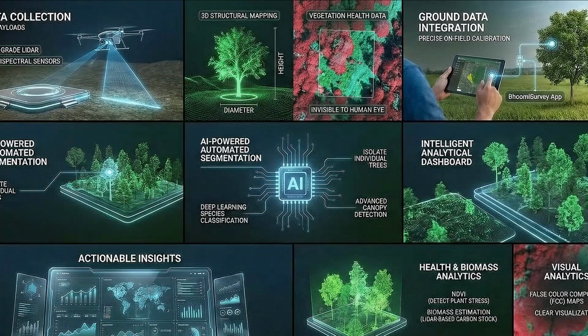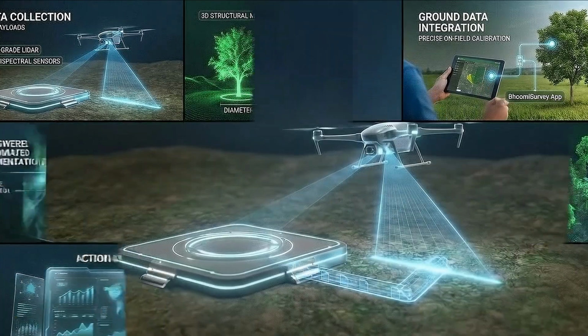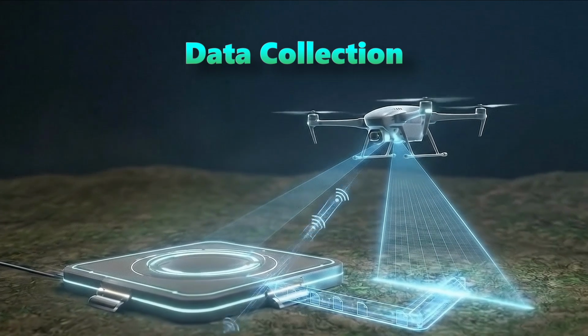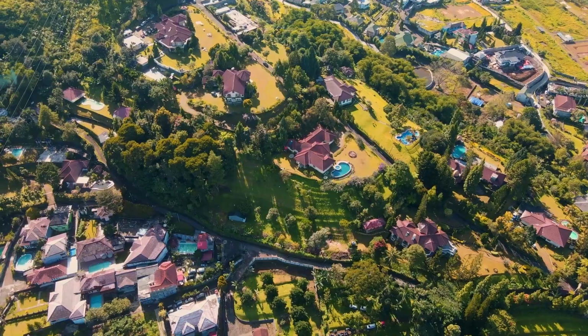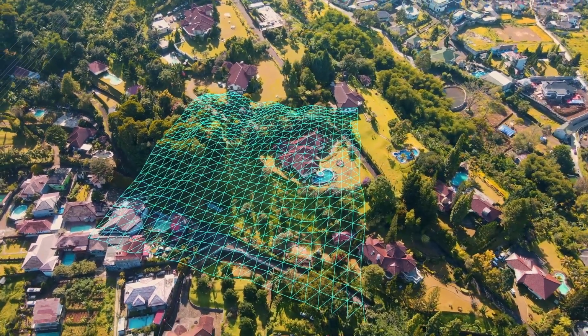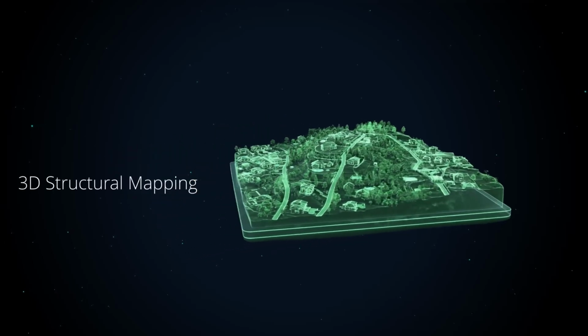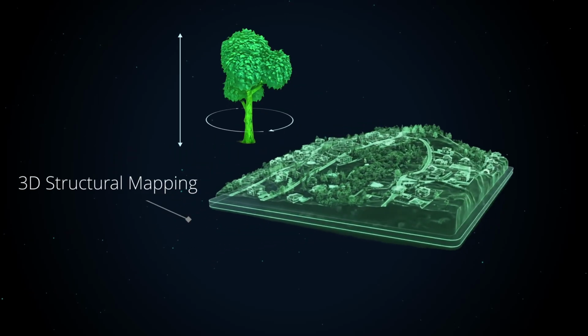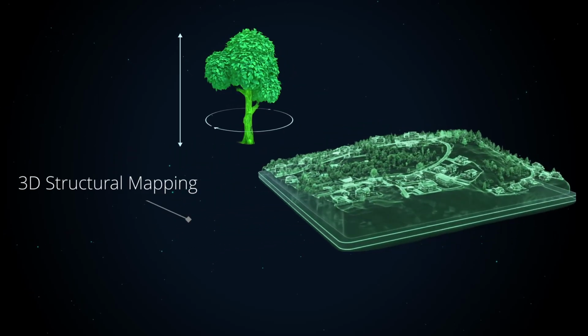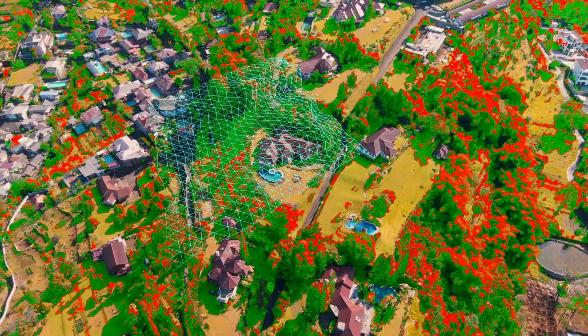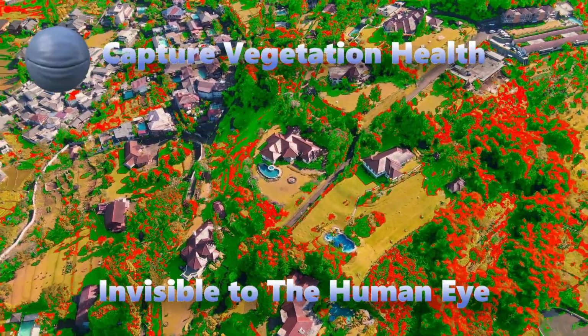Here is a quick overview of our technology stack. First, data collection using UAV payloads. We deploy high-grade LiDAR for precise 3D structural mapping, allowing accurate measurement of tree height and diameter. We also use multispectral sensors to capture vegetation health data that is invisible to the human eye.